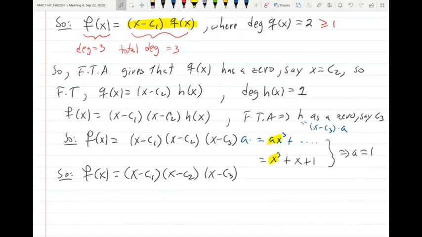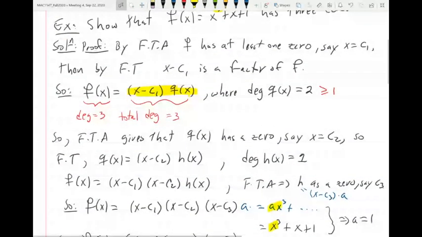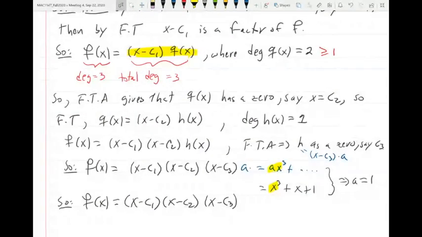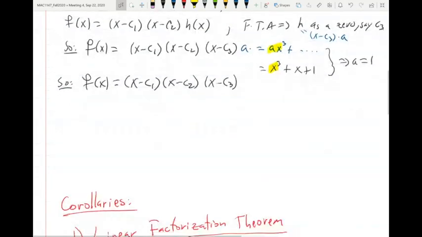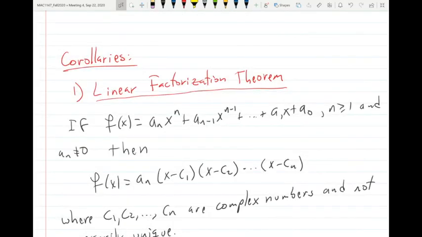Now, of course, these zeros could be repeated. They could be the same. We never said these c1, c2, and c3 are unique. They could be equal. So that's where multiplicity comes into play, okay? So anyways, this shows that x cubed plus x plus 1 actually has 3 zeros, and moreover, we also showed that we can factor it as a product of linear factors, okay? And that's what you're seeing right here. And that's actually the corollary that we have in here.